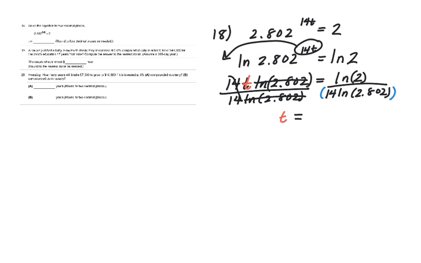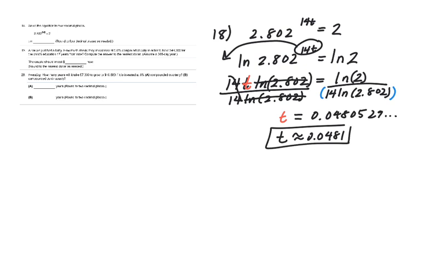Okay, so the natural log of 2 divided by 14 times the natural log of 2.802 comes out to be 0.048059... And so if we're rounding, t is approximately, rounded to 4 decimal places, 0.0481. Okay, let's look at 19.